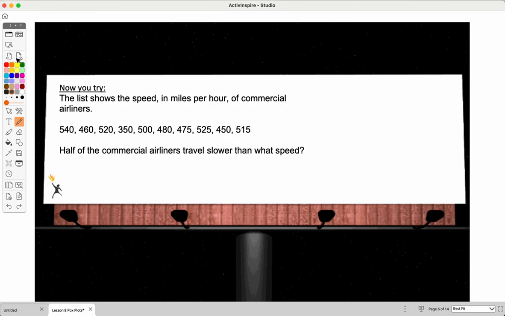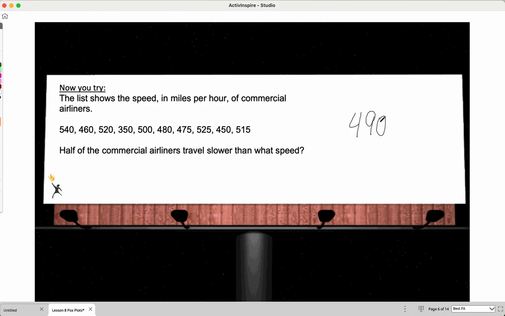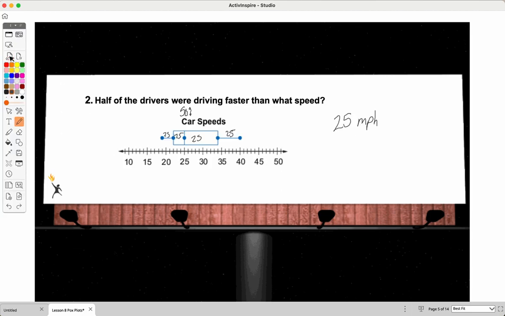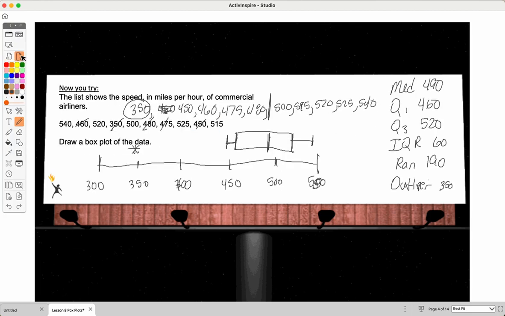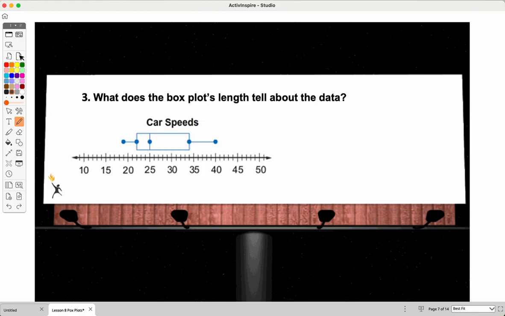You're right, using that information, half the commercial liners are going slower than 490 miles per hour because that's our lower quartile. That gives us the idea of that lower half. Oh, wrong way, my apologies. What does the length of the box tell us?